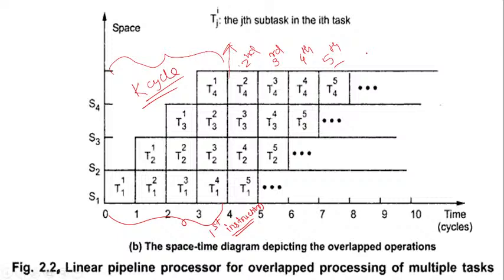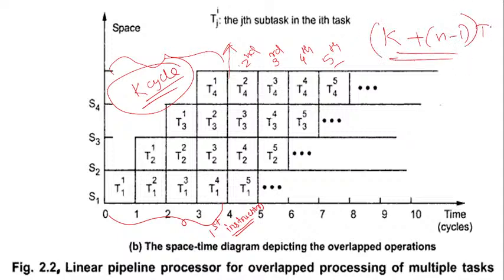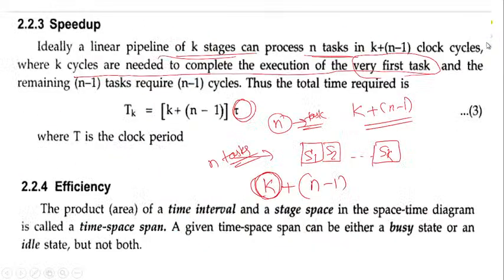So for the first instruction k cycles, k plus, for the remaining n minus 1 instructions, n minus 1 cycles into t. You have to remember this formula: tk is equal to k plus n minus 1 into t. Here t is the clock period, so that is the speed up formula.